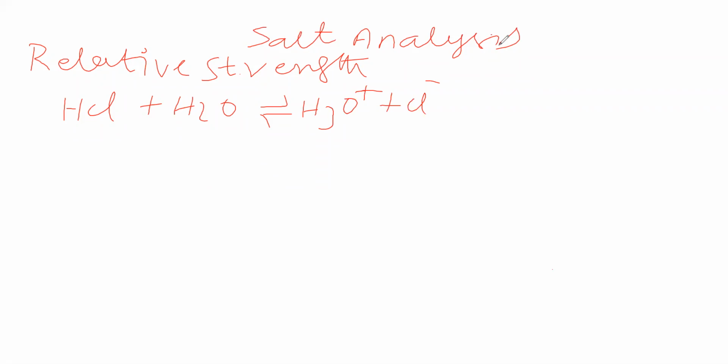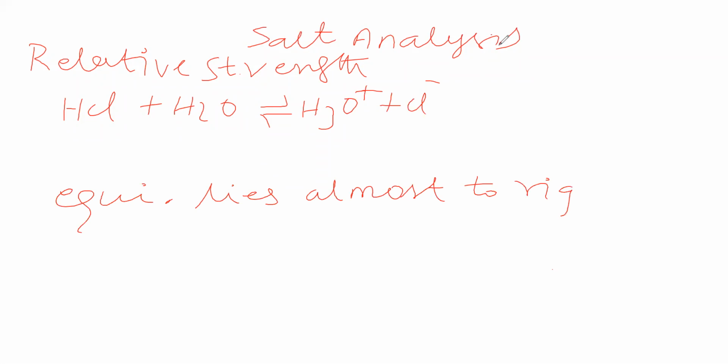Here we are saying that in this case the equilibrium lies almost to the right. We said HCl is an acid, H2O is a base, H3O plus is an acid, and Cl minus is a base.